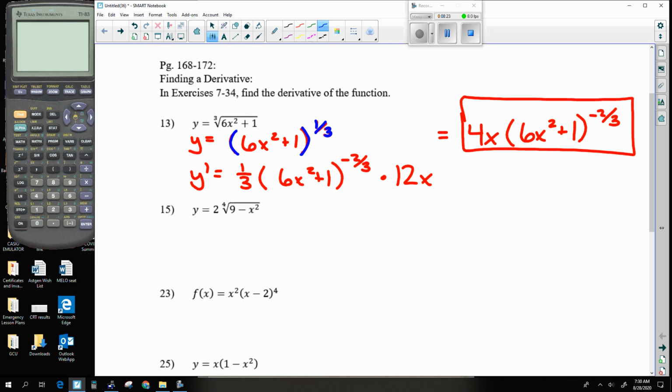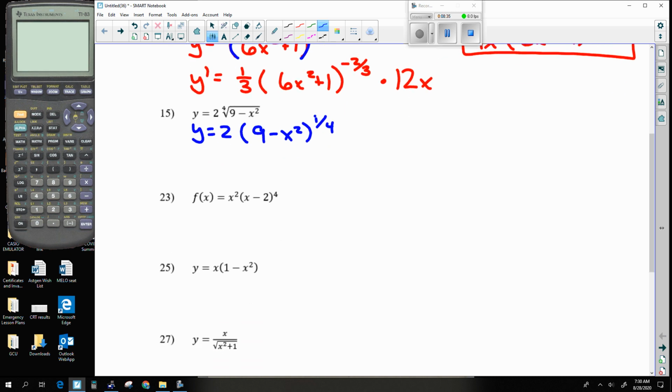All right, so again, I'm going to clean up this thing first. Okay, so it's cleaned up. That's 2, 9 minus x squared to the 1/4. All right, so the outside of this problem is this to the 1/4. That's the outside, so that derivative goes first.